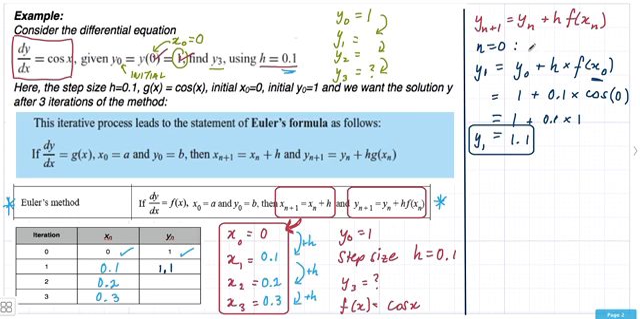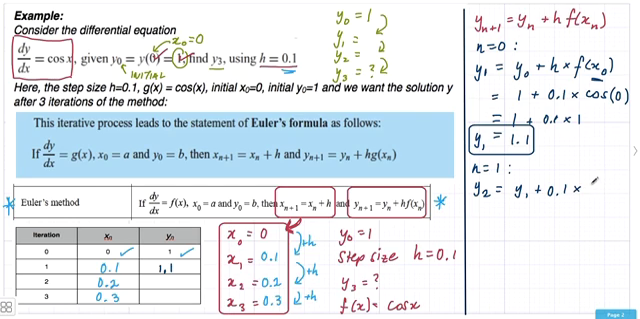Now we're going to repeat this process again. This time we repeat it with n equals 1 in our original red equation up here. So 1 plus 1 as the subscript is 2. 1 goes into the place where n is. h is going to be 0.1.